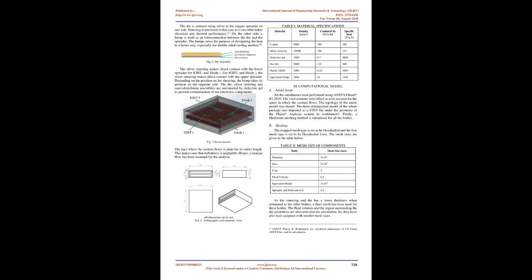Fig. 2. Die assembly. The silver sintering makes direct contact with the lower spreader for IGBT1 and diode 1. For IGBT2 and diode 2, the silver sintering makes direct contact with the upper spreader. Depending on the position of the sintering, the bump takes its position on the opposite side. The die, silver sintering, and equivalent bump assemblies are surrounded by dielectric gel to prevent contamination of the electronic components.